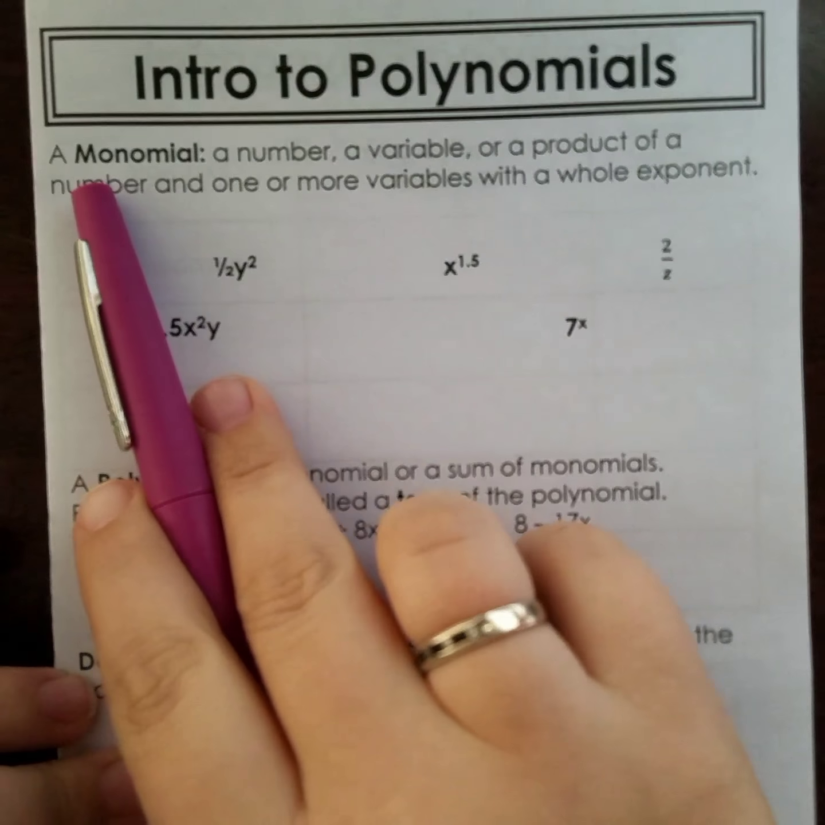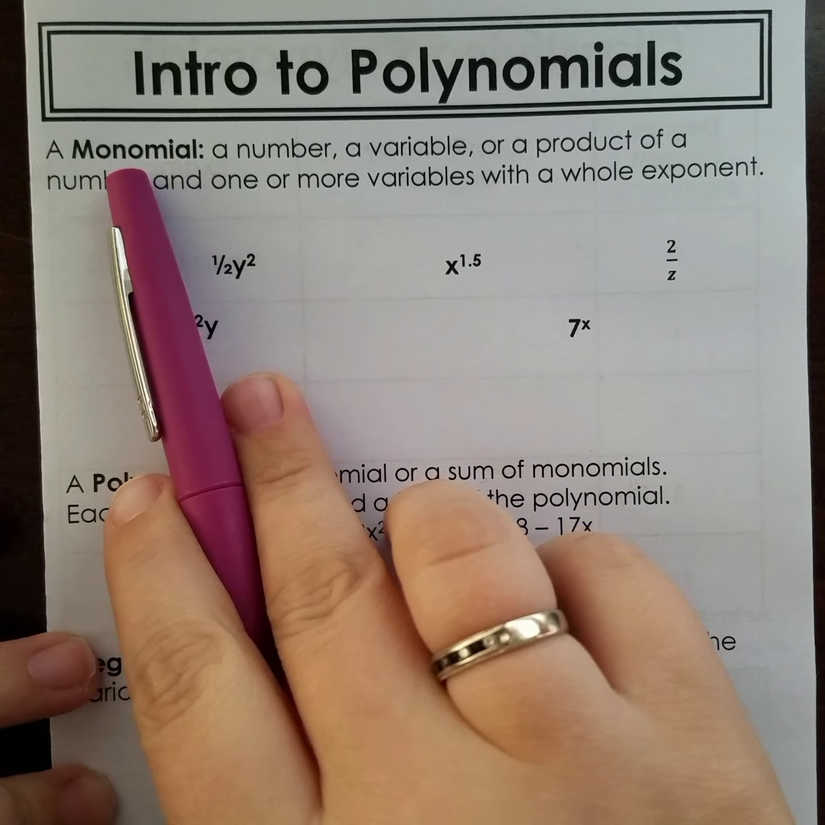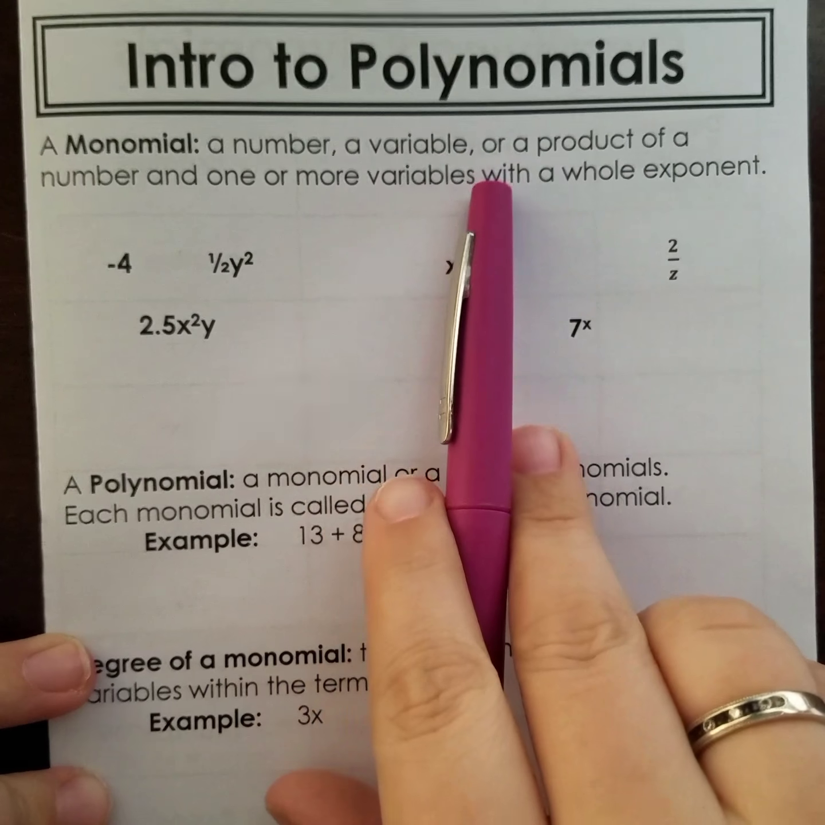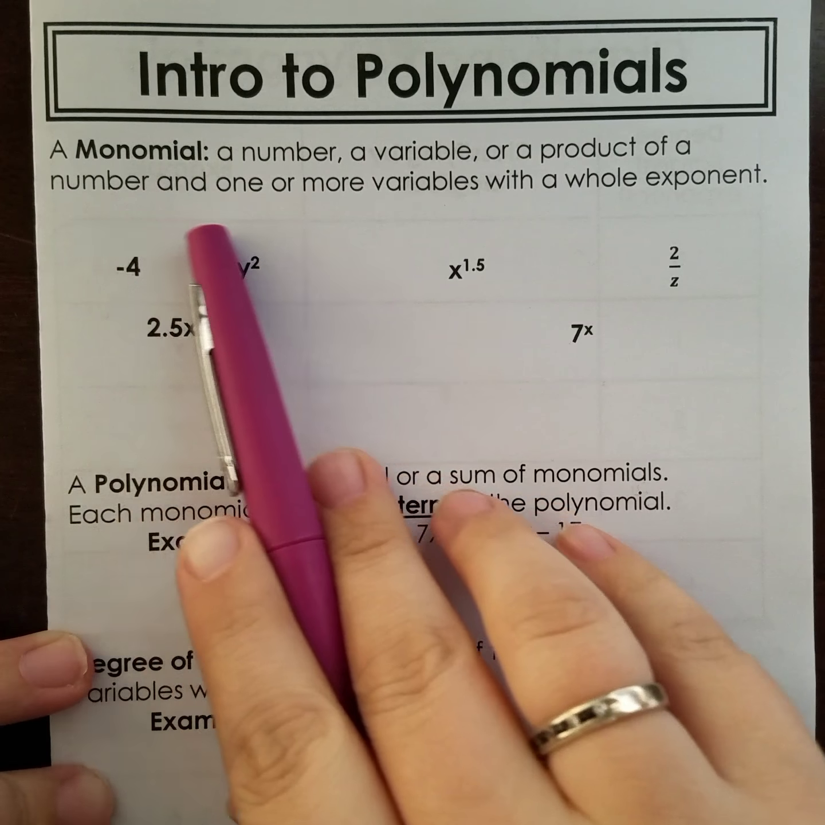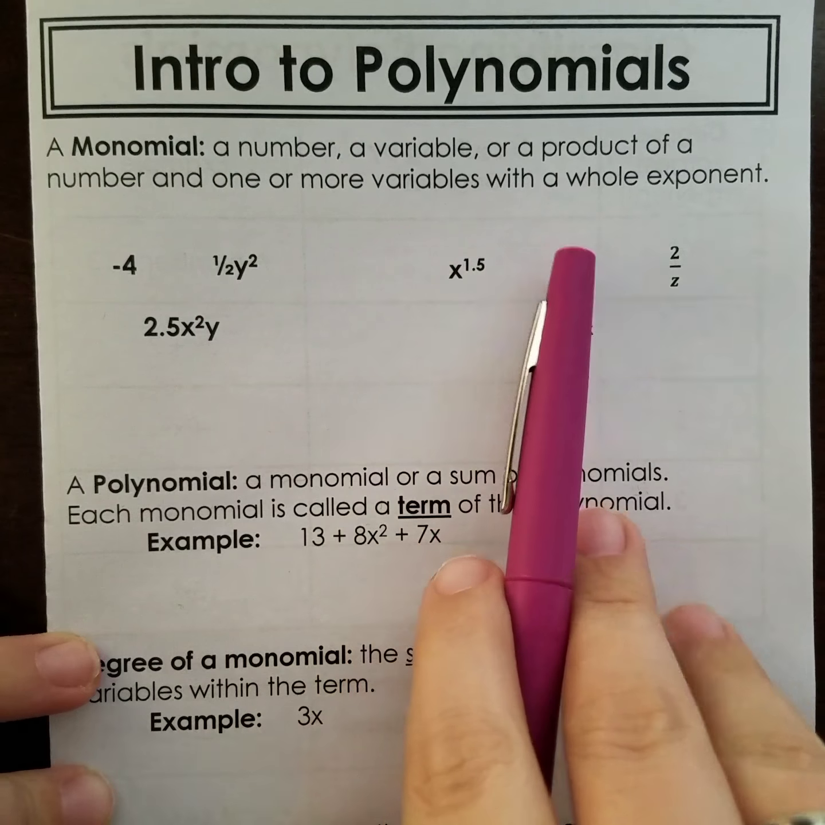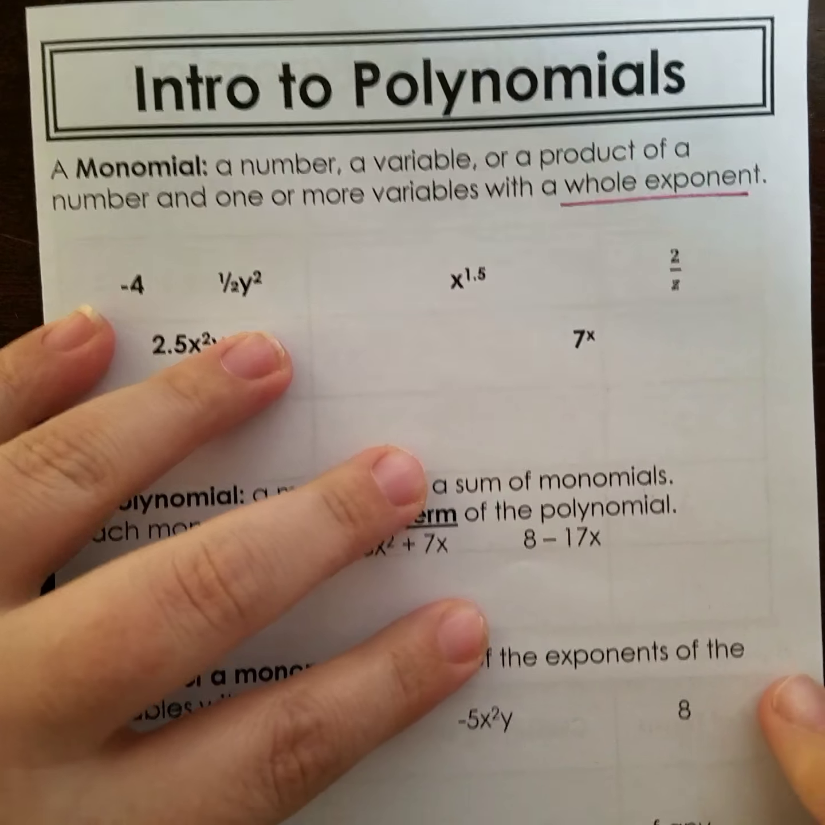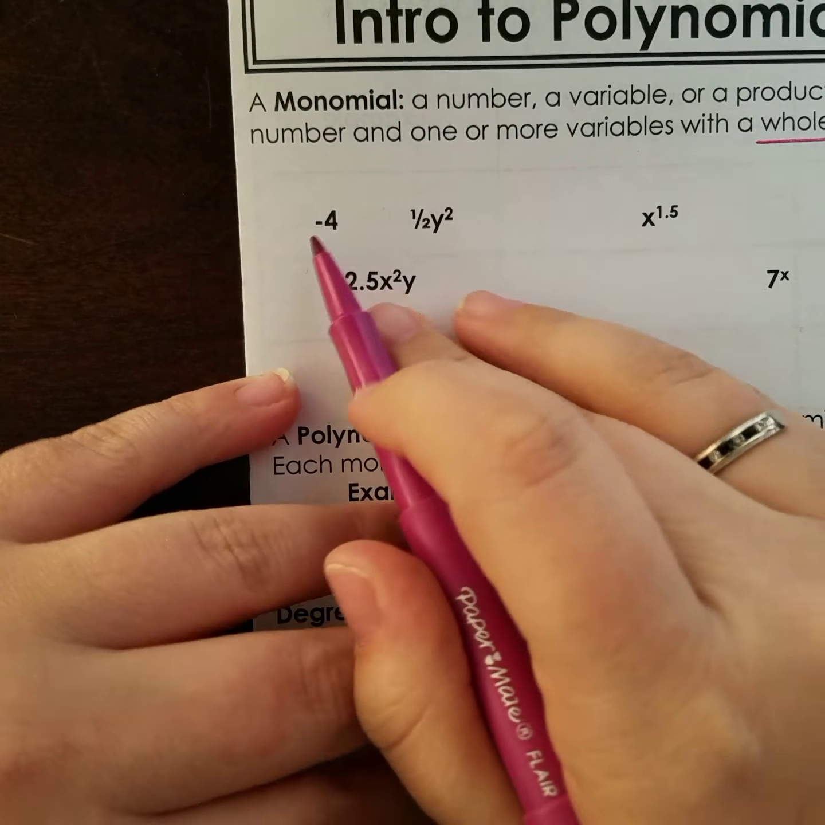mean. A monomial. Mono, you think of one, okay? So a monomial is a number, a variable, or the product, multiplication, of a number and one or more variables with a whole exponent. That's important, okay? So we need to keep that in mind, all right? So let's look at all these examples down here.